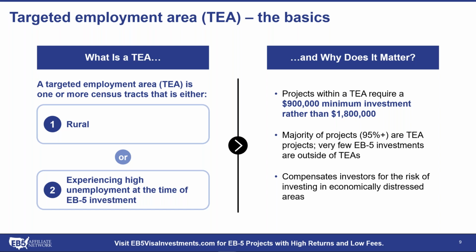And the idea, of course, is that the lower investment amount compensates investors for taking additional risk by investing in economically distressed areas. And historically, TEAs were actually designated by the states prior to November of 2019. And USCIS changed the policy where now these designations are done purely by math, and the states do not have control over TEA designations anymore.